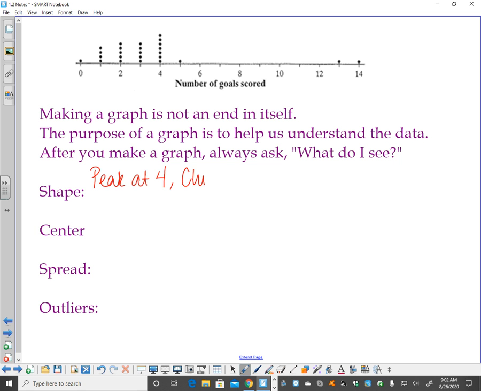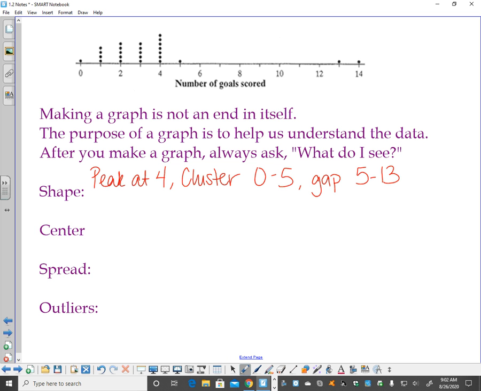The main cluster of data is between 0 and 5 goals. Then there's a huge gap from 5 to 13. I have a piece of data at 5 and at 13, but in between those two numbers is a huge gap. Let's see. I'm going to say, yeah, for right now, that's good.